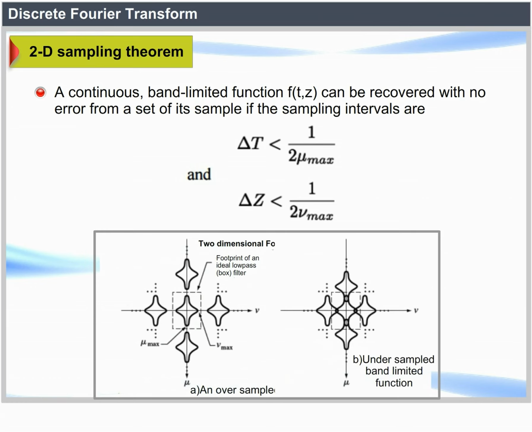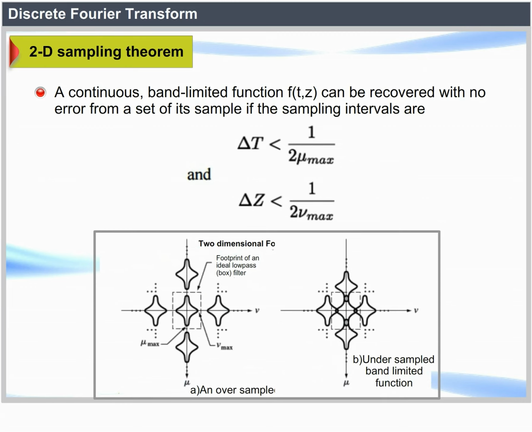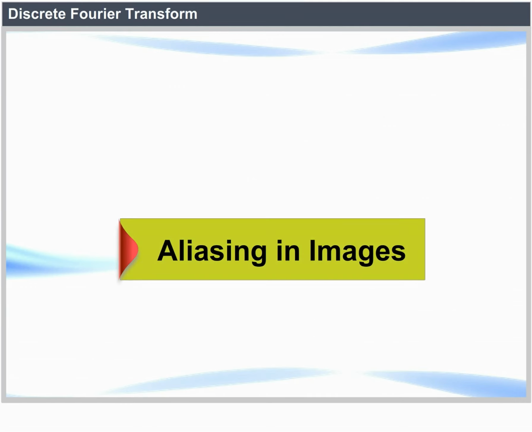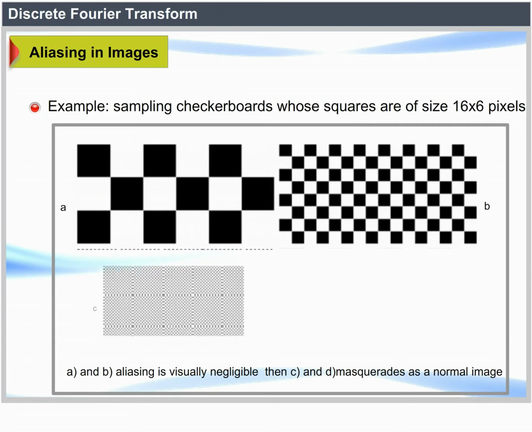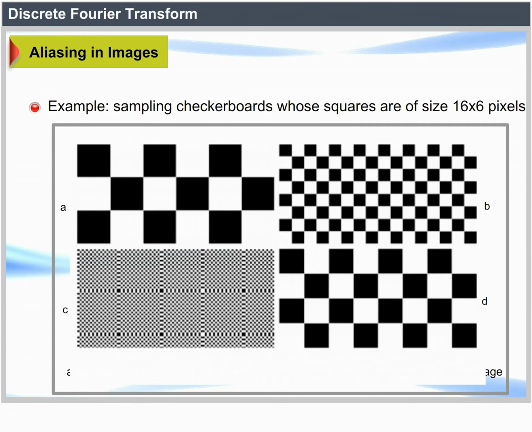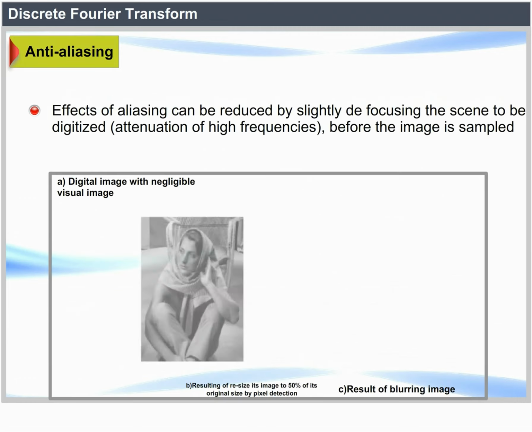Anti-aliasing. Effects of aliasing can be reduced by slightly defocusing the scene to be digitized, attenuating high frequencies before the image is sampled. Effects of aliasing generally are worse when the size of a digital image is reduced. Figure A, digital image with negligible aliasing. B, result of resizing the image to 50% of its original size by pixel deletion. C, result of blurring the image.